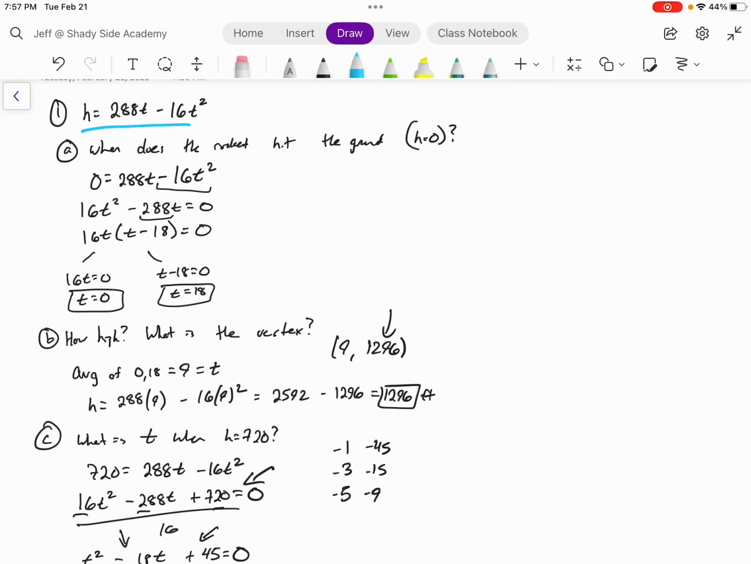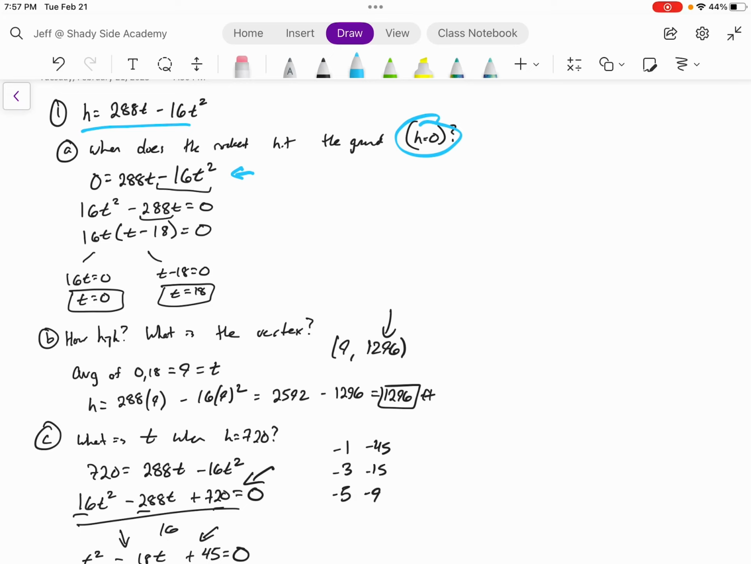the height of the rocket is given by this equation 288t minus 16t squared, and the first question is, when does the rocket hit the ground? And we know on the ground that h is 0, right? So we're trying to find where h is 0, and we're trying to find t. So we get some equation that looks like this, okay?